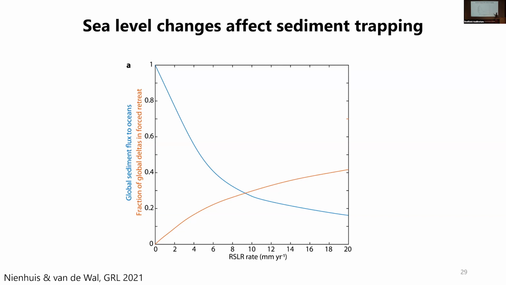So this is for global deltas. The amount in blue is the global sediment flux that we expect can actually make it to the ocean because of this forced transgression that will hit many river deltas. Right? So if we get into scenarios of 8 or 10 or 12 millimeters per year that are likely by the end of the century, we expect less and less sediment to actually make it to the river mouth and more that will be trapped on delta plains.